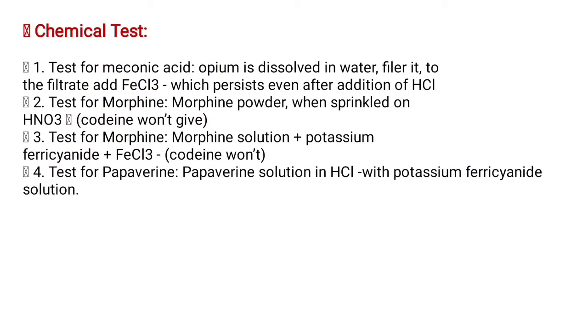Chemical tests. First, test for meconic acid: opium is dissolved in water and filtered. To the filtrate add FeCl3, a red color is produced which persists even after addition of HCl. Second, test for morphine: morphine powder when sprinkled on HNO3 gives a color, codeine won't. Third, test for morphine: morphine solution plus potassium ferricyanide plus FeCl3 gives a blue color, codeine won't. Fourth, test for papaverine: papaverine solution in HCl with potassium ferricyanide solution.